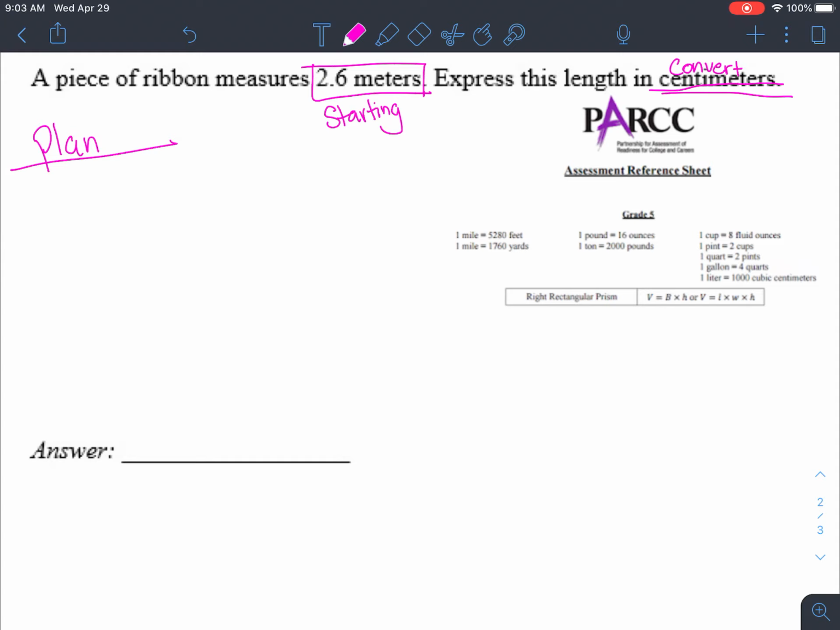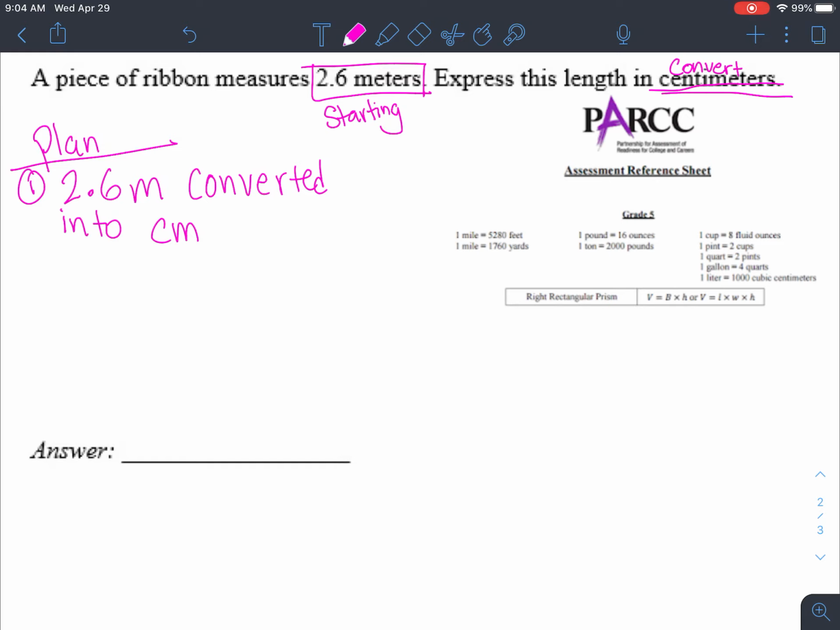All right, started on our plan. So the first thing we need to do is convert my 2 6/10 meters. I'm going to put an M because that also stands for meters. And I'm going to convert that into centimeters. I can express centimeters as cm.